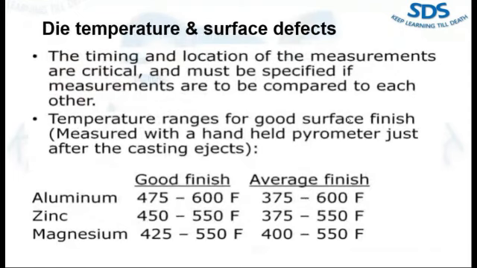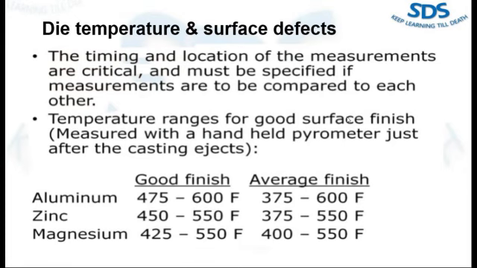Okay, so the timing and the location of temperature measurement are critical, and the measurement must be consistent and done in a specific way if the measurements are to be compared to each other for process analysis. This chart shows the temperature ranges in degrees Fahrenheit for a good surface finish as compared with an average surface finish. The temperature was measured with a handheld pyrometer just after the ejection.